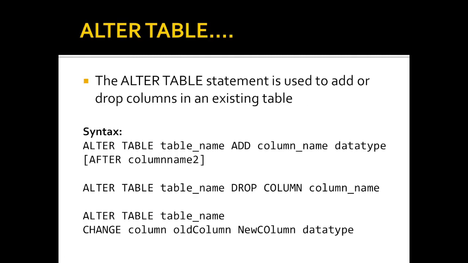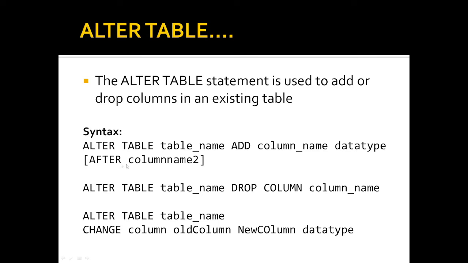Let's proceed. How do we alter a table? The alter table statement is used to add or drop columns in an existing table, or also change or rename columns. So, alter table, table name, add, then the column name, and the data type after the column name. That's how we add. Again, alter table followed by the name of the table, add the name of the column that we'll be adding, and the data type.